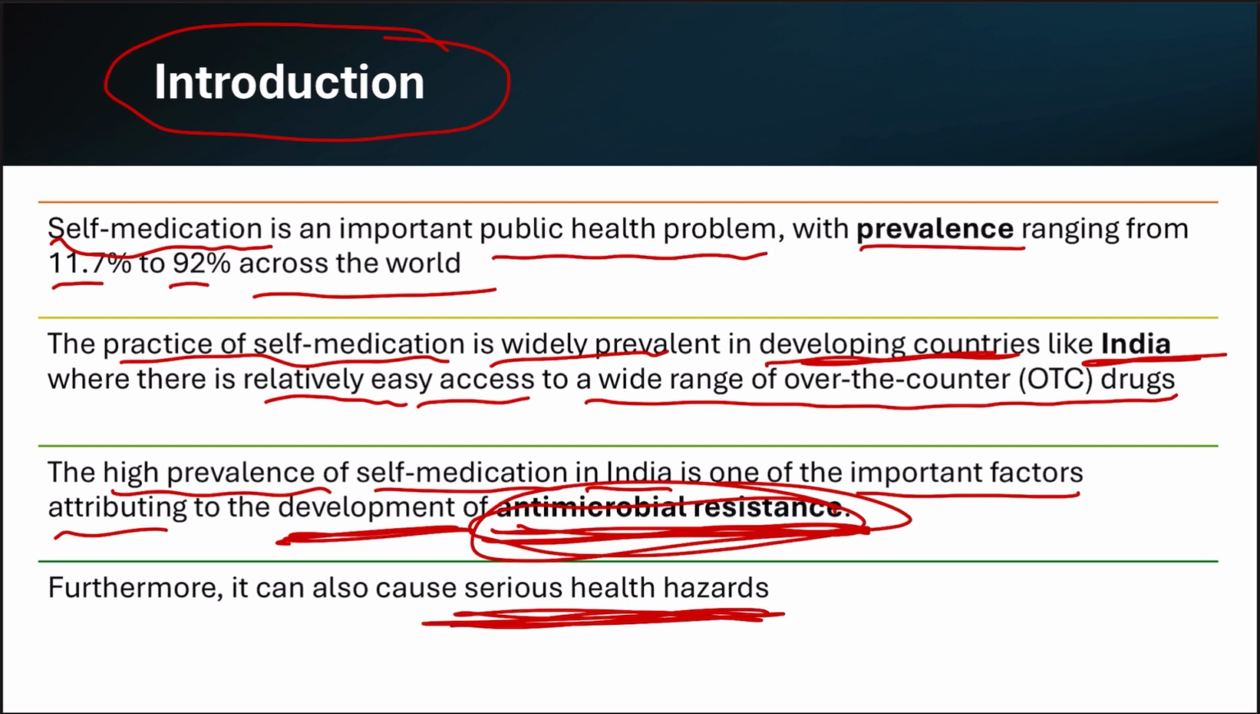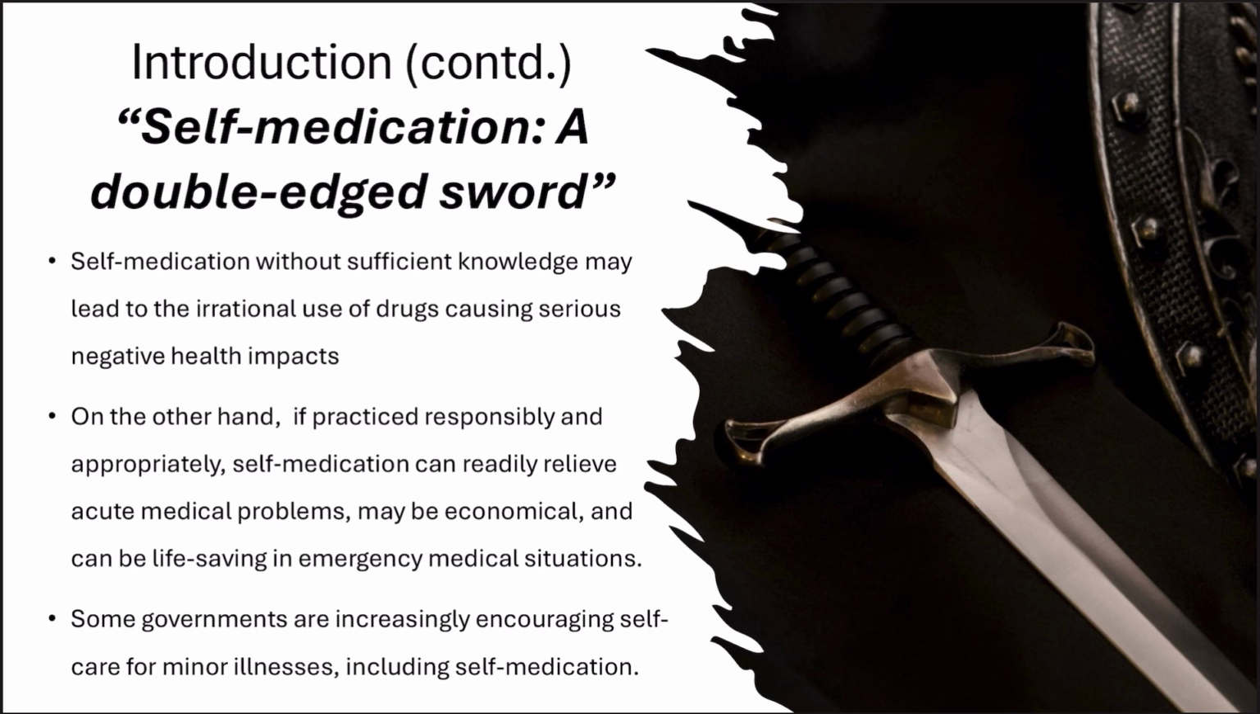So this is the introduction to self-medication: the prevalence is increasing in developing countries like India because of easy access to over-the-counter drugs, and also to prescription-only drugs, that is the drugs which can be given only after getting a valid prescription from a registered medical practitioner. And because we are continuously self-medicating with drugs like antibiotics, it has promoted the development of antimicrobial resistance. This is why we can say that self-medication is a double-edged sword.